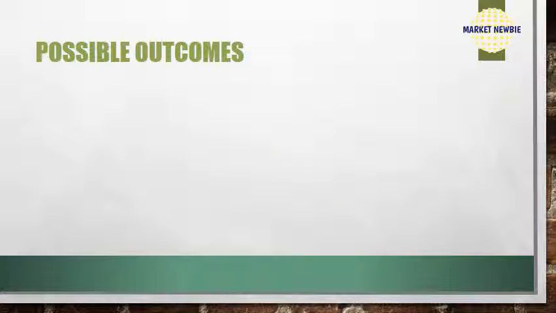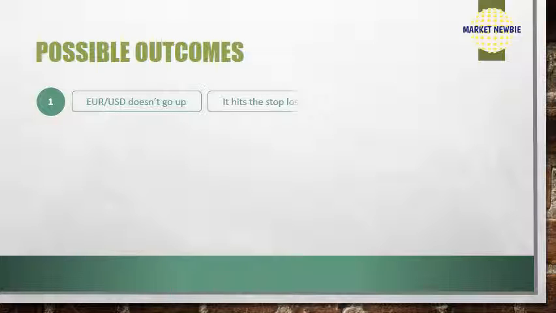If Lisa's order gets executed, there are basically 3 possible outcomes. The first, or the worst scenario, is that the currency pair she wants to long does not go up, and it hits her stop loss, so she loses $200, which is her maximum loss.